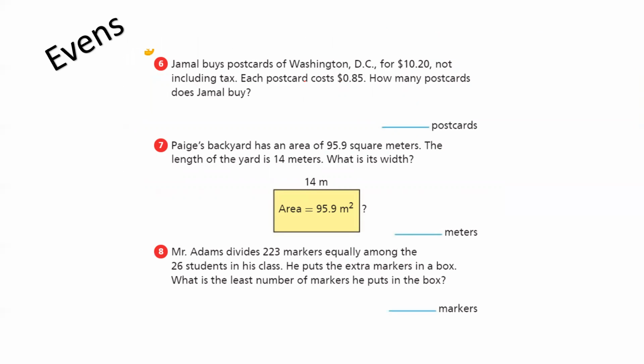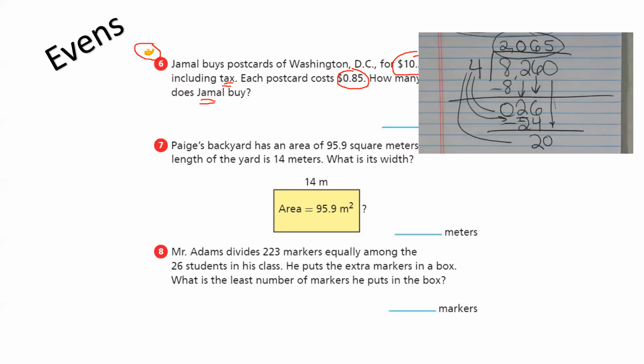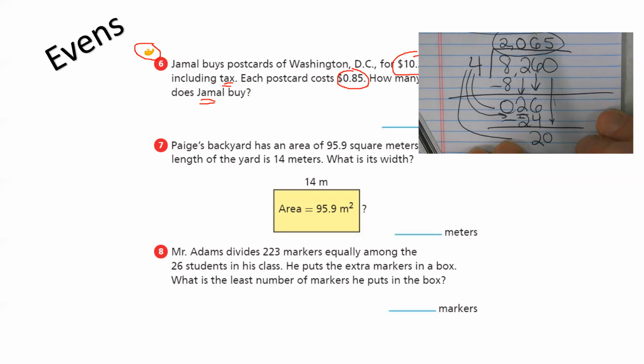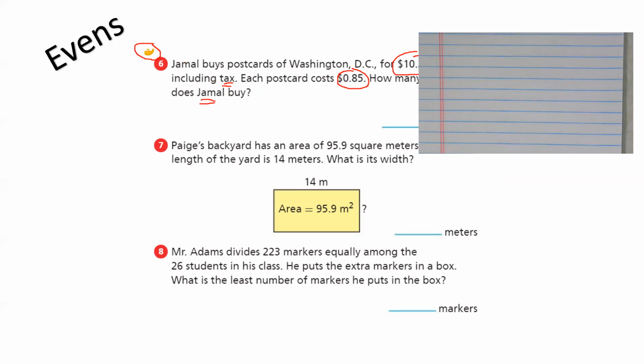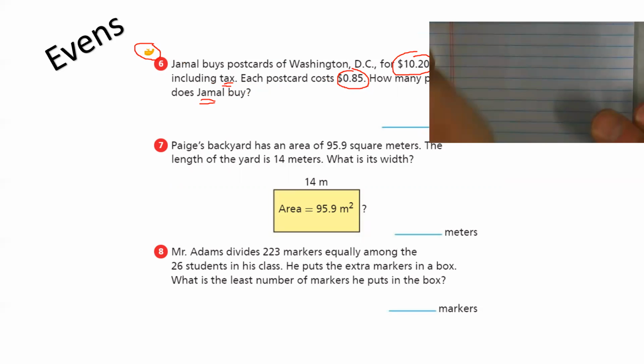Jamal buys postcards in Washington, D.C. for $10.20. That doesn't include tax, but we're not worried about tax. Each postcard cost 85 cents. How many postcards did our buddy Jamal buy? Try this one out. What I'm going to do here, I'm going to take my 1020. It is 1020, right? Hold on. Yep. I'm going to take my 1020.